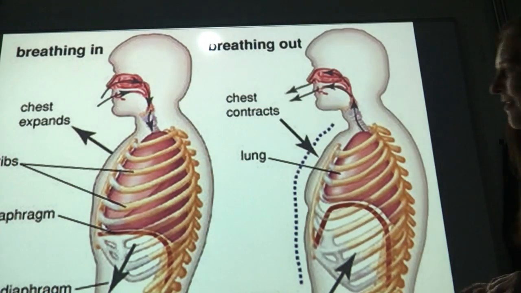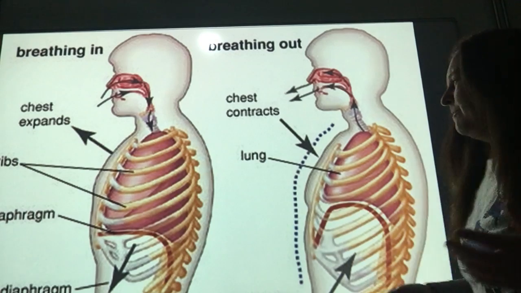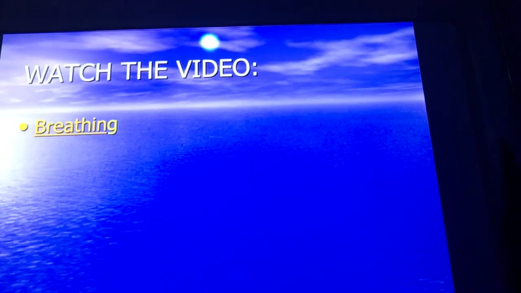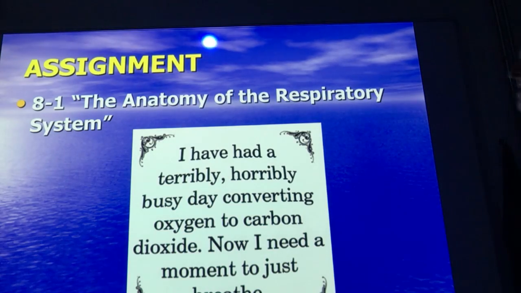That's a little diagram that shows the ribs, the diaphragm, and the chest volume movement. But like I said, if you breathe in and out, you should be able to feel that. There's a video that I'd like you to watch to help explain some of the things we're talking about. And that's it for this lesson.